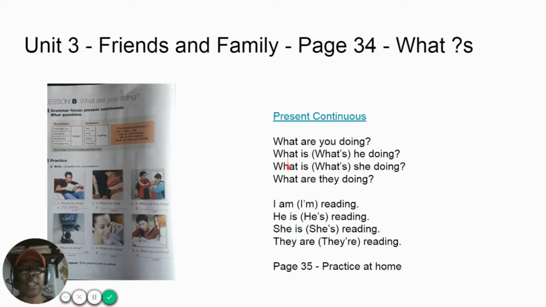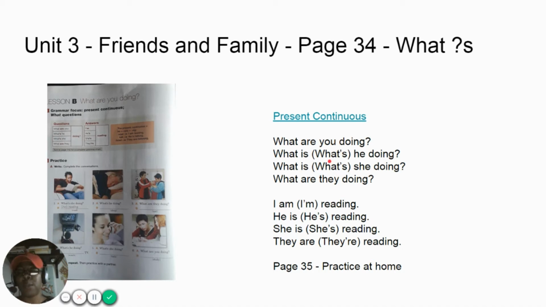So we start out with our what question, what? Then we put our to be verb, are. Then we put our person, which is our second person, you. And then we put our verb plus ing. So our verb is do plus ing. What are you doing? What is he doing? What is she doing? What are they doing?